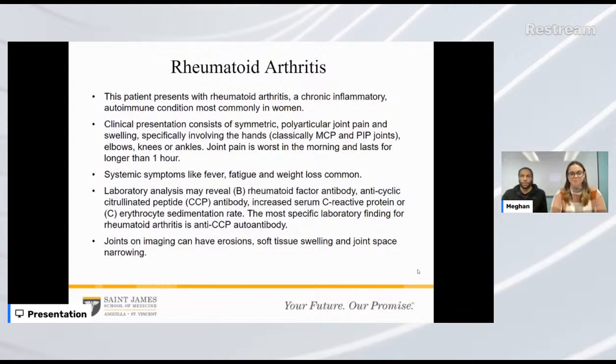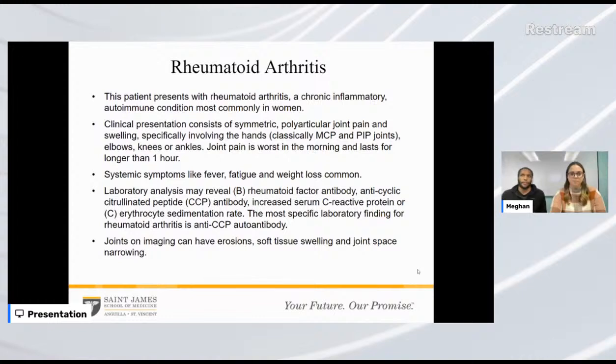Rheumatoid arthritis is a chronic inflammatory autoimmune condition that is most common in women. Hence why I was saying, with a middle-aged female patient, you want to suspect autoimmune diseases such as rheumatoid arthritis, lupus, things like that. In presentation, it's mostly an articular disease process, so it's going to affect your joints, usually symmetrically, so on both sides, and it's going to be polyarticular, so affecting multiple different joints.